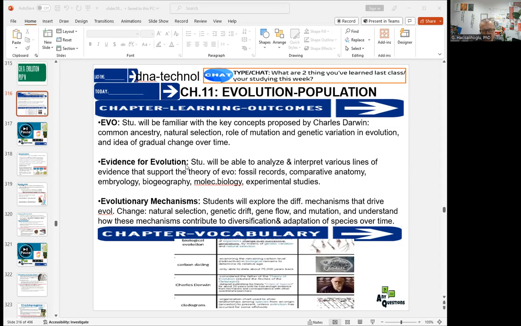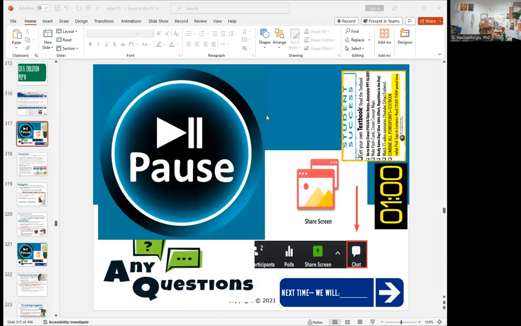There are a number of vocabulary terms in this chapter that you can start making flashcards to study. Obviously, biological evolution, carbon dating, Charles Darwin, cladograms, then continuing with natural selection, biogeography, fossil records and homologies. Okay, so let's get started.